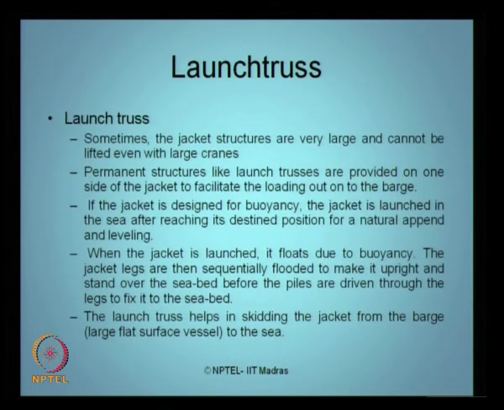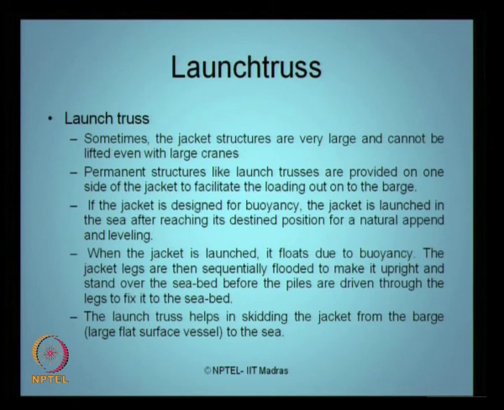Launch truss is a very important, vital component used for installation of jacket structures. Sometimes jacket structures are very large and cannot be lifted even with large cranes. Permanent structures like launch truss are provided on one side of the jacket to facilitate the loading out to the barge. The jacket is designed for buoyancy.